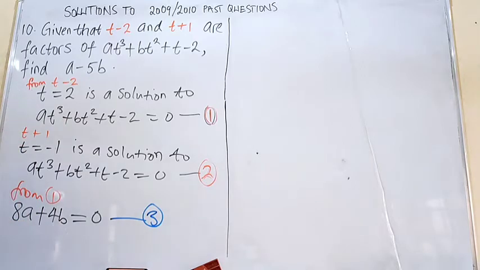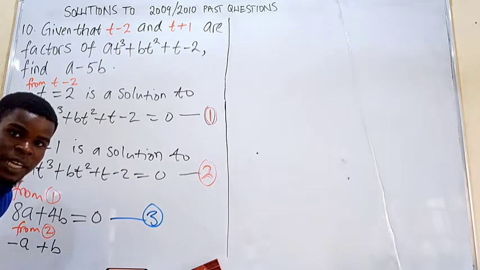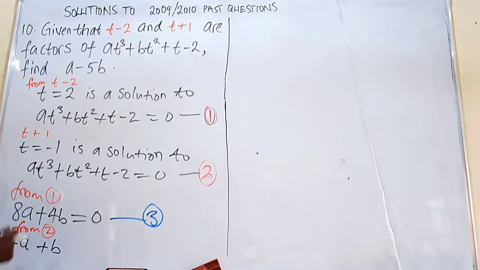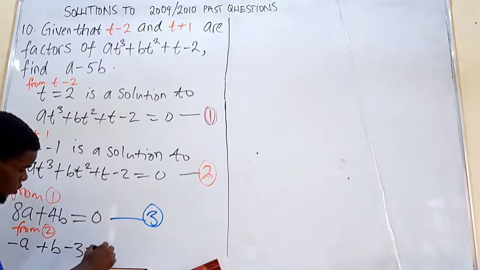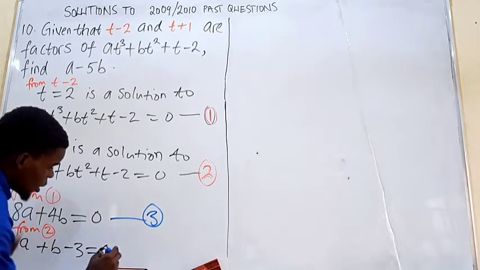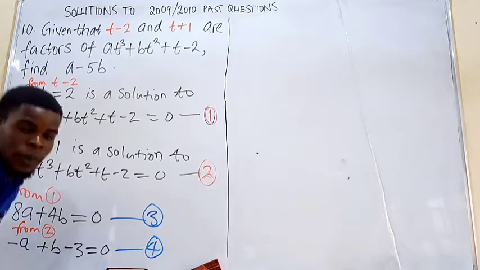I can also do that to the next one. From equation 2, when we plug in negative 1 for t, negative 1 raised to the power of 3 gives us negative 1, that is just negative a. Then plus negative 1 raised to the power of 2 becomes positive 1. Multiply that with b, that's just b. Here we're going to have negative 1 minus 2, that will be negative 3, equal to 0. So we can call that equation 4. Okay, that makes sense.